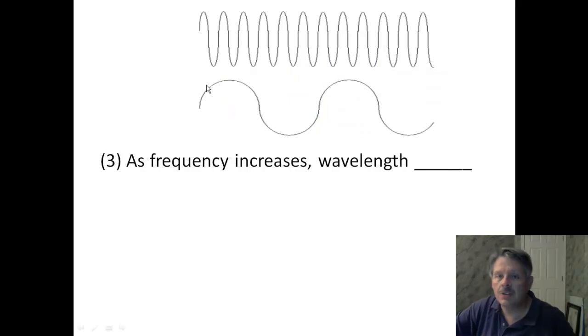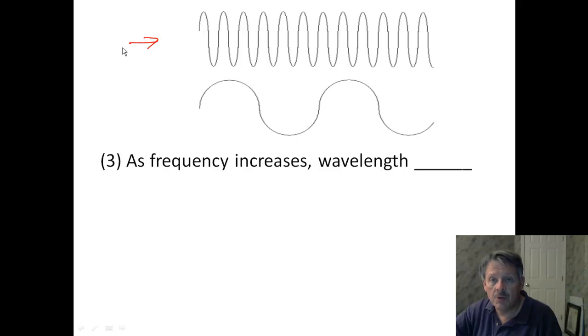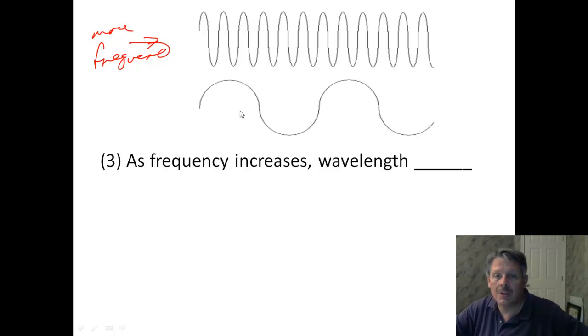Now, as your frequency increases, which one of these is more frequent? If you're thinking about a wave hitting the beach, which one's going to hit the beach more often? It's this one. So that's more frequent. The bottom one is going to hit the beach with less frequency.